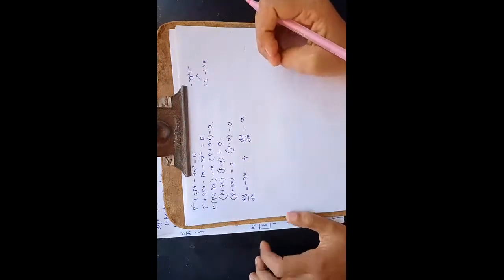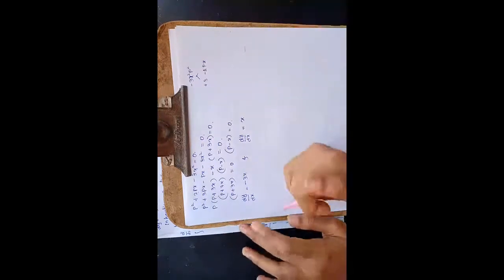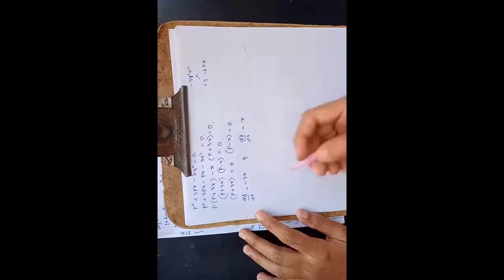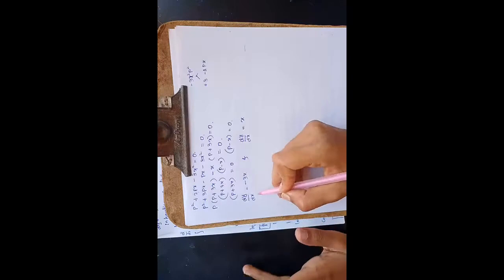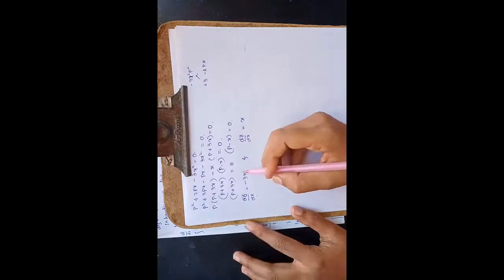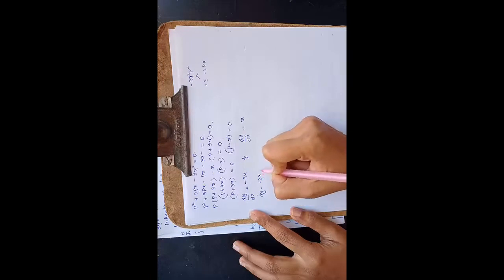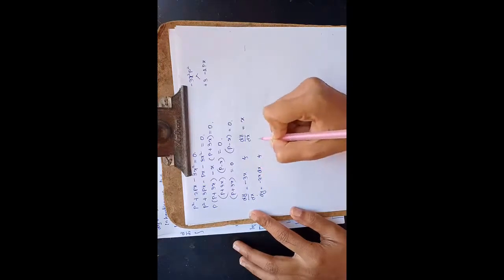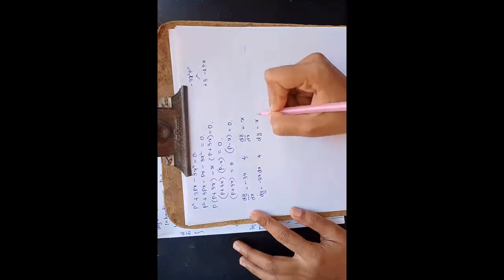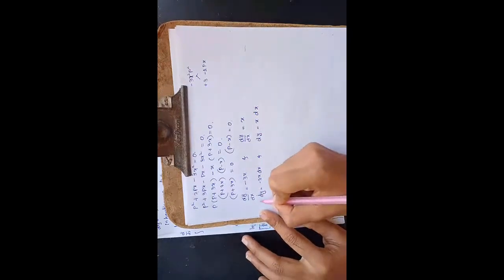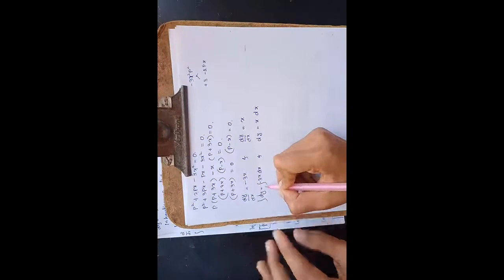So see here, now separate the variables using the variable separable method. So y terms come to the left hand side and x terms come to the right hand side. So dy is equals to minus 3x into dx, and in the second term dy is equals to x into dx. Now integrate on both the sides. So you will get integration of dy is equals to integration of minus 3x into dx.